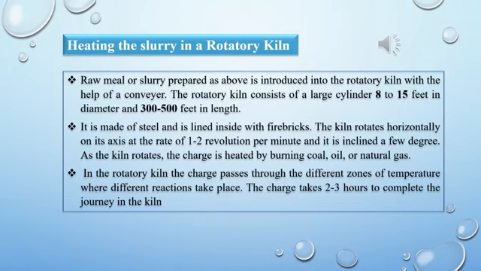Students, in this point, he explained that the raw meal slurry is prepared and introduced into the rotatory kiln, and that the rotatory kiln has a large cylinder whose diameter is 8 to 15 feet and length is 300 to 500 feet.